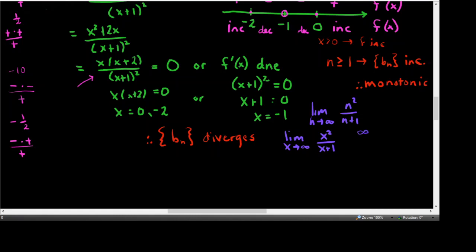The fact that that gives me infinity over infinity means that I could use L'Hopital's rule. This is just an alternate method for showing that this one diverges. And so the derivative of x squared is 2x. The derivative of x plus 1 is 1. And as x goes to infinity, infinity divided by 1 heads toward infinity. And that also is a reason that we could say that this diverges.